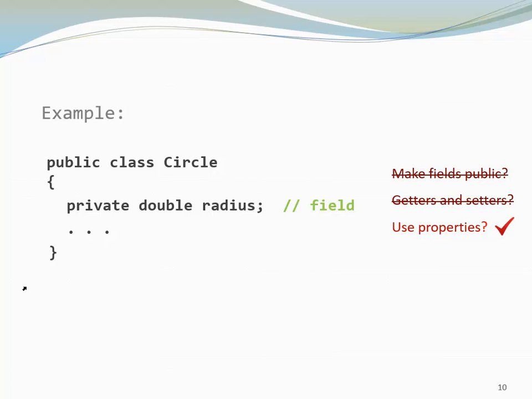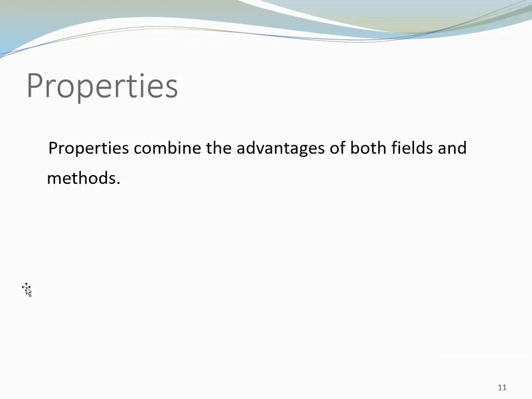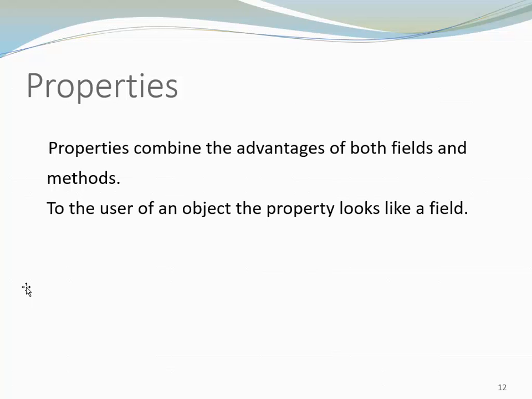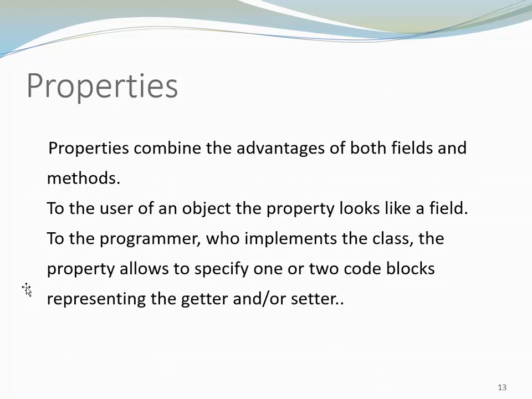Let's have a look how they work. Properties combine the advantage of both fields and methods. To the user of the object, the property looks like a field. To the programmer who implements the class, the property looks like a method. It allows you to specify one or two code blocks representing getter and or setter.